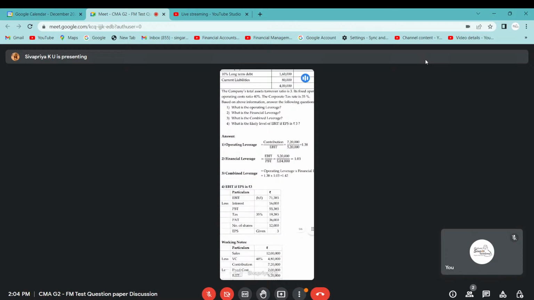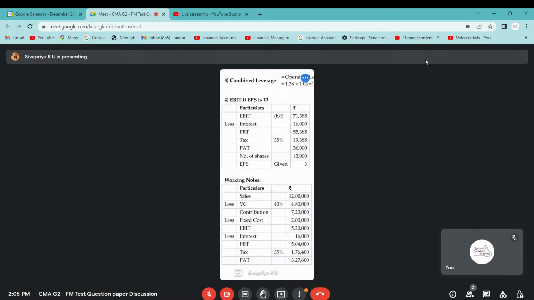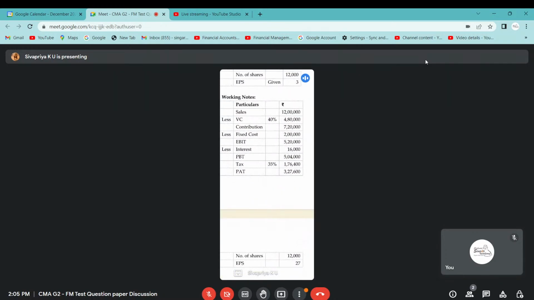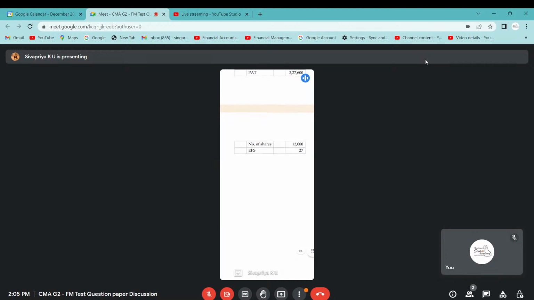Then the answers to question number 4 is that the earnings before interest and tax, the balance sheet figure being 71,385, and the working notes for the same is given below. Sales less variable cost contribution minus fixed cost is earnings before interest and tax. Less the interest, you will get profit before tax, less tax 35%, profit after tax 3,27,600. And earnings per share is 27. So that's all with regard to test number 1.